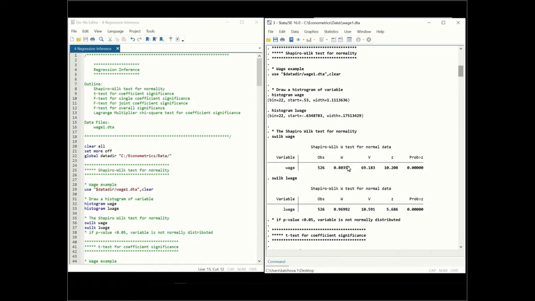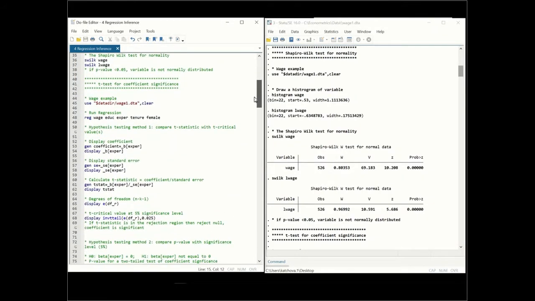So here's the test statistic W, which is 0.8 for wage and 0.96 for log of wage. We are actually looking at the p-values of these tests, and because the p-values are less than 0.05, the variable is not normally distributed.